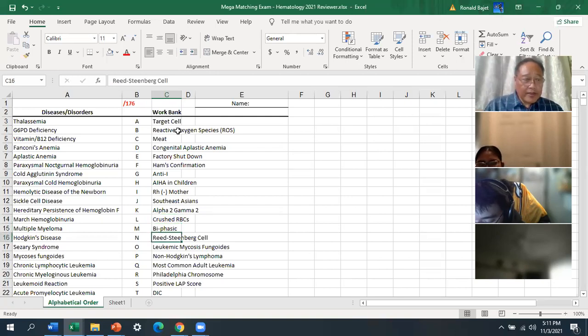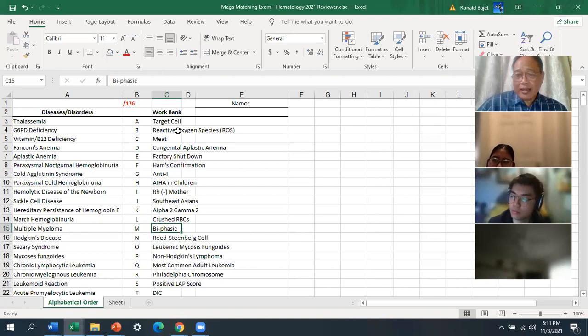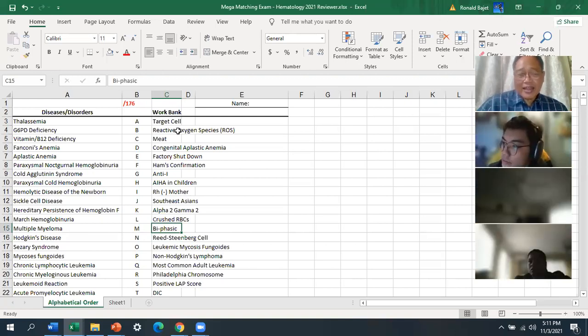Multiple myeloma is biphasic. Is that correct? No, I don't think so. I think that Hodgkin's disease is biphasic. Let me check that. Remember, biphasic meaning 15 to 35 and then greater than 55. Is that Hodgkin's or is that multiple myeloma? Hodgkin's. Yeah, that's Hodgkin's. So we'll scratch that. I'll correct this and then I'll send that out to you. But the term biphasic means it's Hodgkin's disease.